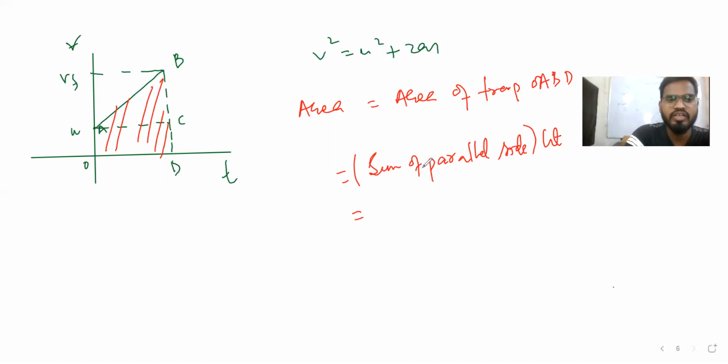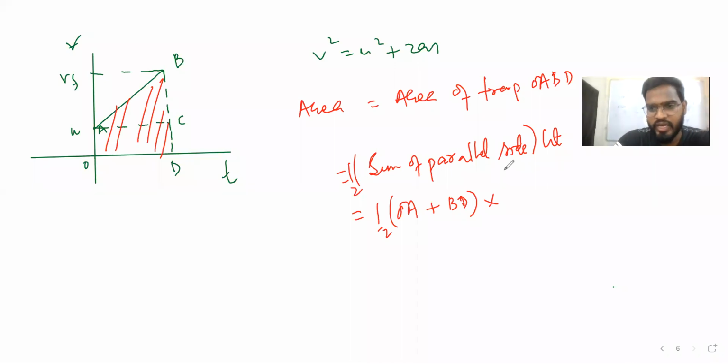Sum of parallel sides is what here? OA plus BD, into height. Right? Height is how much here? So half into sum of parallel sides, into height. Height is OD. That's it. Okay.